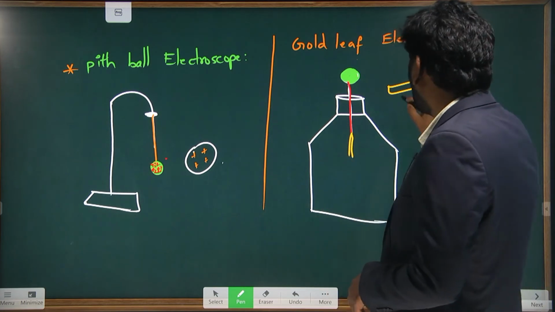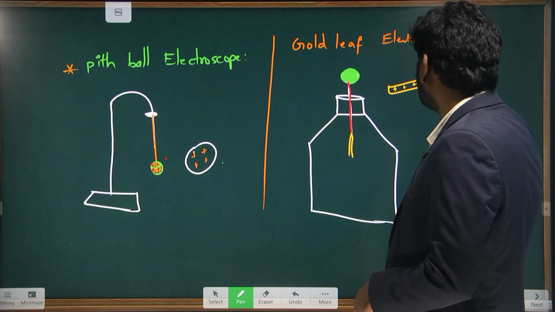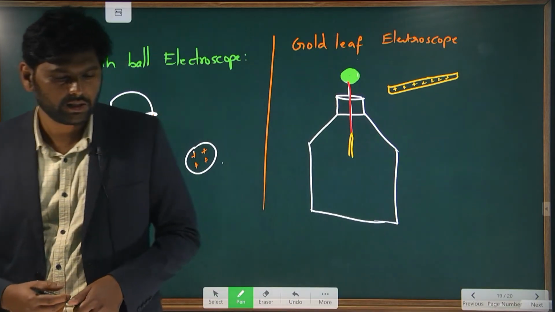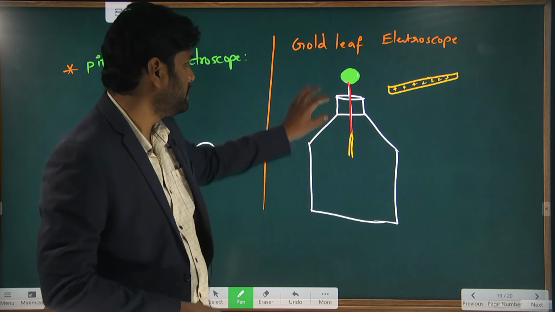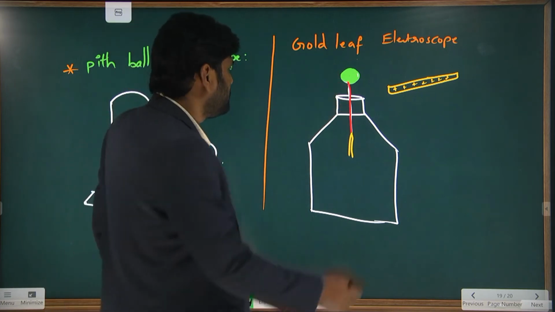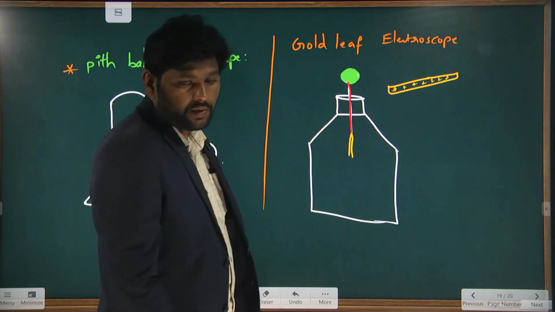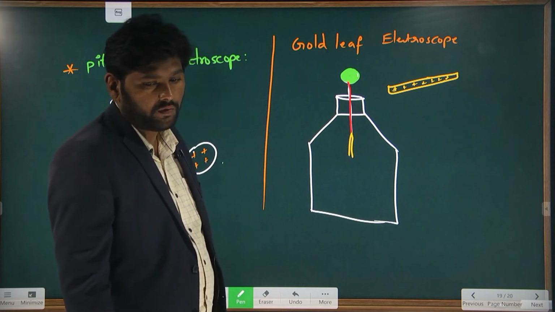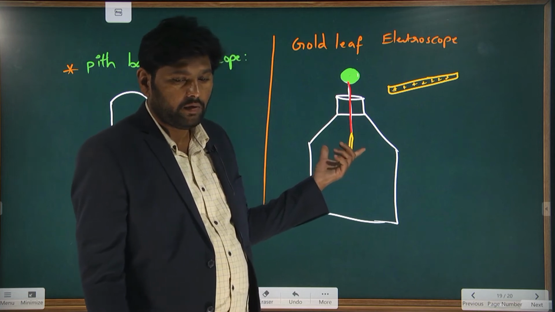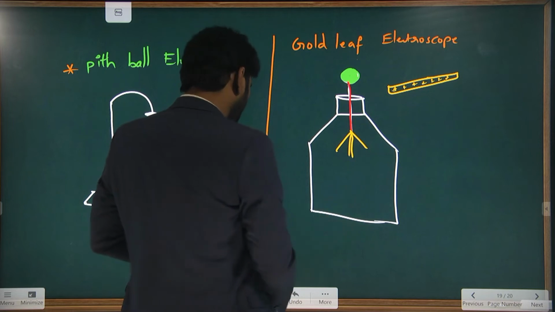Now I am placing a positive rod near this. What happens? When you place the positive rod here, the charges reach the gold leaf. When the charges reach the gold leaf, what is going to happen? The gold leaf will be deflected. So this is the way the gold leaf will expand.